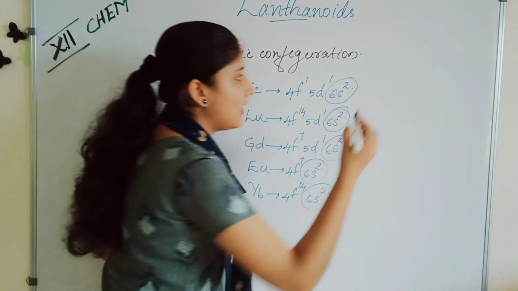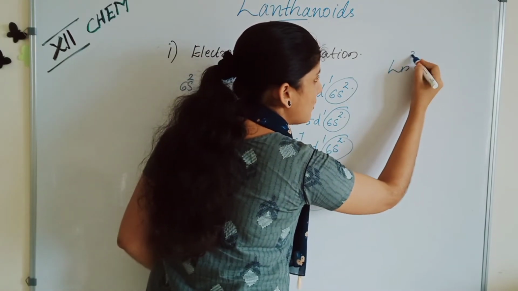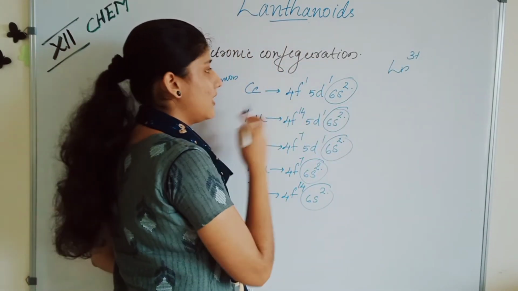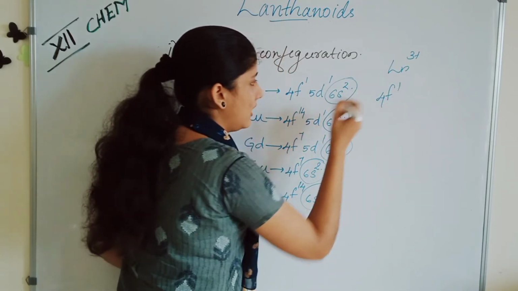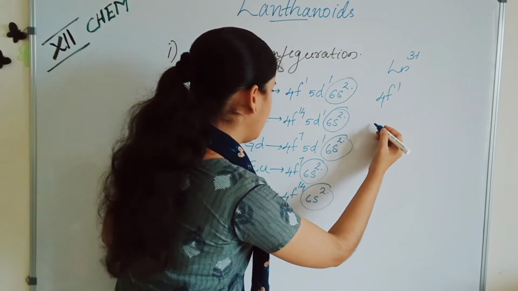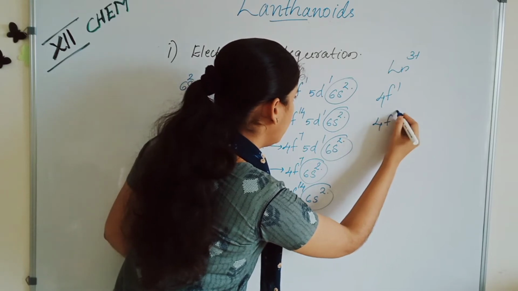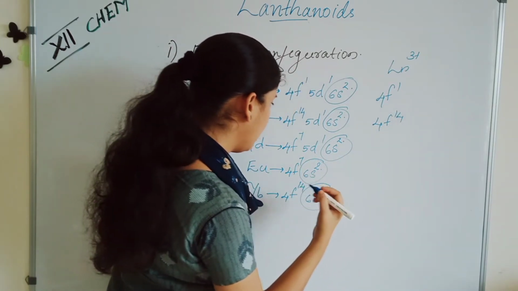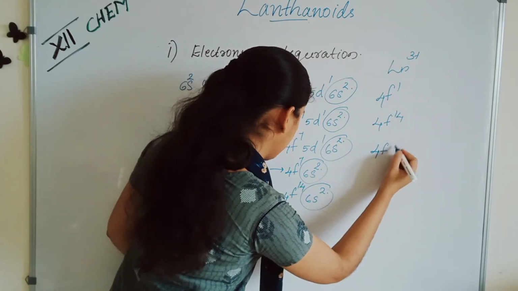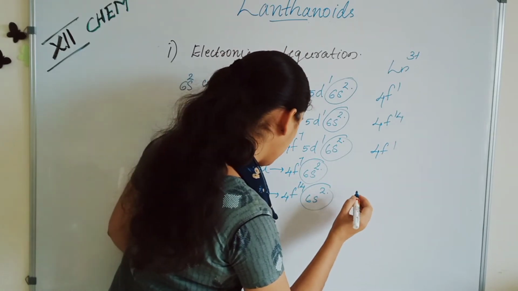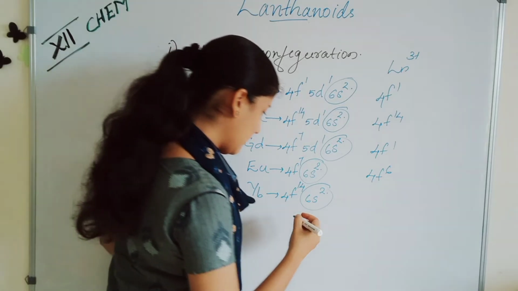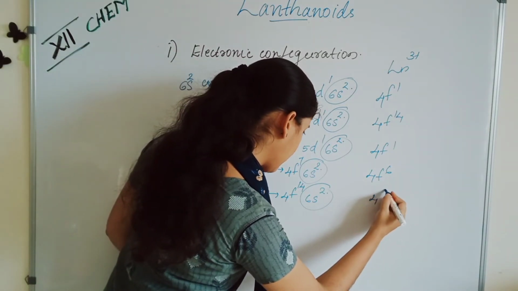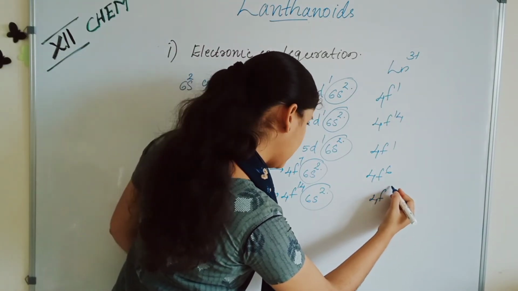When we take the case of lanthanides in 3+ oxidation state, we can say for cerium it will be 4f1. 3 electrons are lost. And for lutetium it will be 4f14. For gadolinium 4f7. For europium, 4f6. And for ytterbium it is 4f13.